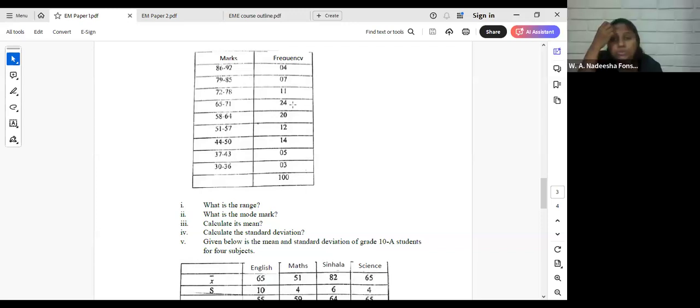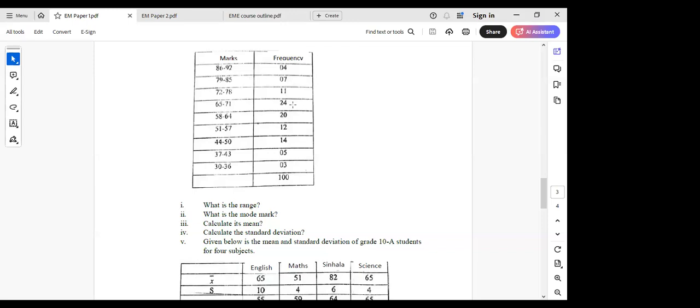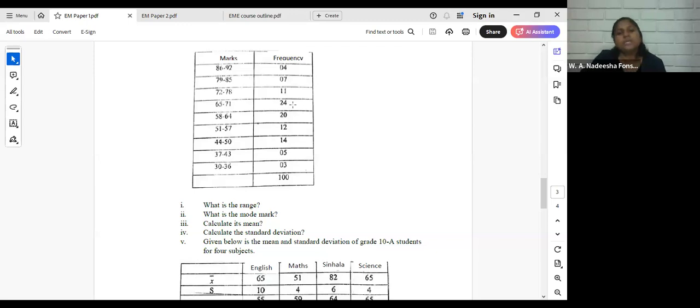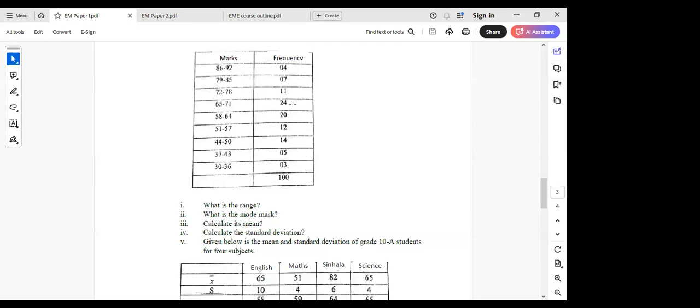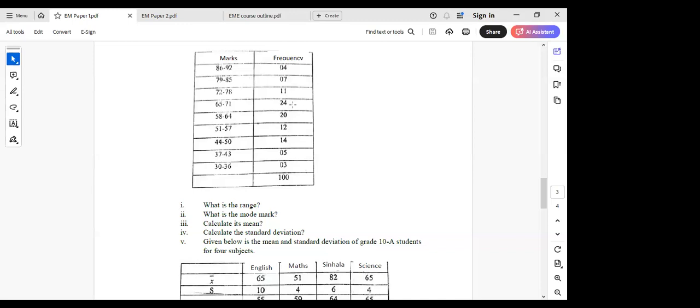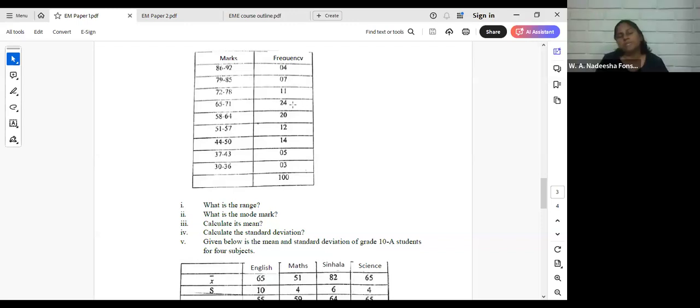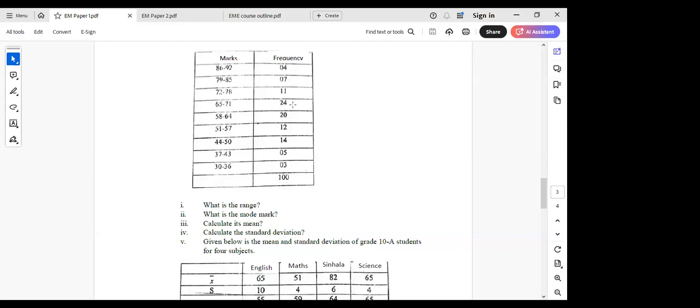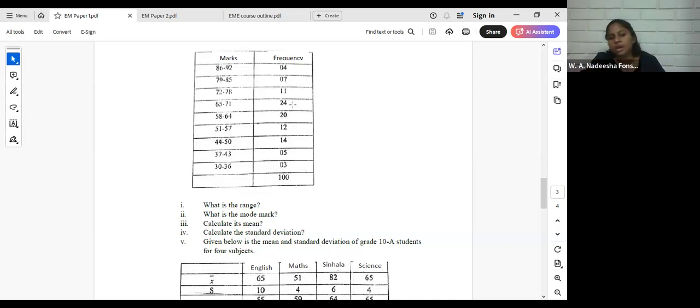Then what to do? We can apply the equation L plus delta 1 over delta 1 plus delta 2 into I. That is the equation. Using that equation, you can calculate the mode mark.